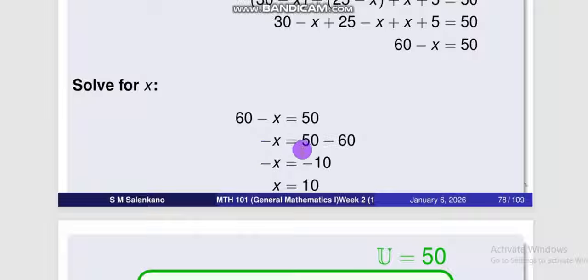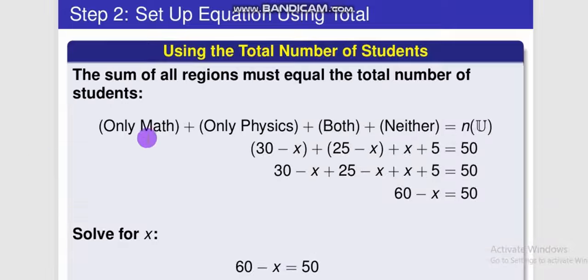Now this minus cancel this minus and you have x is 10. So you see we got our 10, right? So 10 students like both subjects. From here, my only math is just 30 minus 10, since I know my x is 10 now, right? 30 minus 10 will be 20, right? And then 25 minus 10, 15.